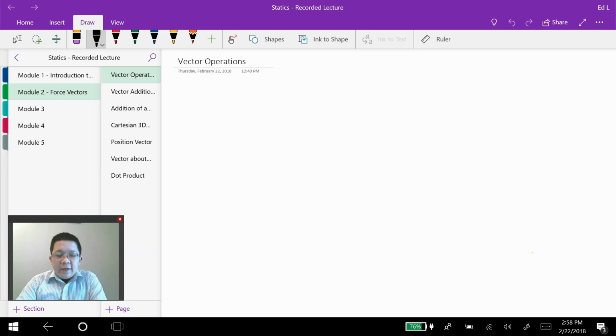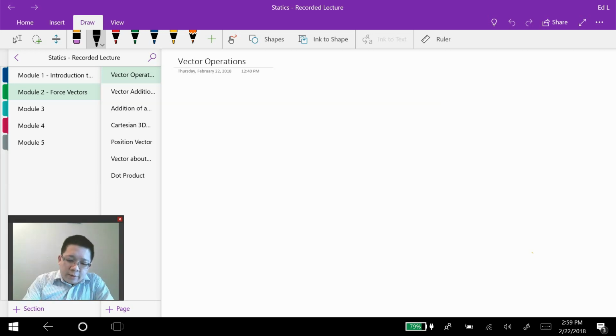Hi everyone. Today we are going to discuss a topic related to factor operations. But before we start, I think it's a good idea to review what you have learned in physics, especially related to the difference between scalar and factors. So let me pause for a minute and let you think about what is the difference between those two terms, scalar and factors.